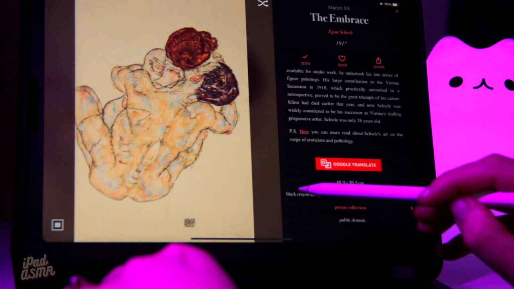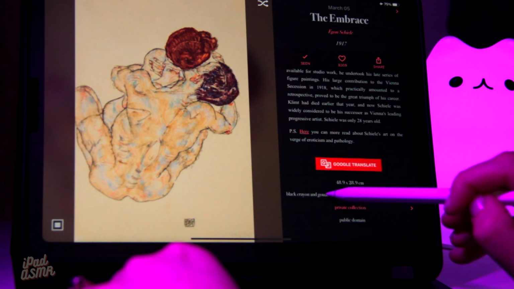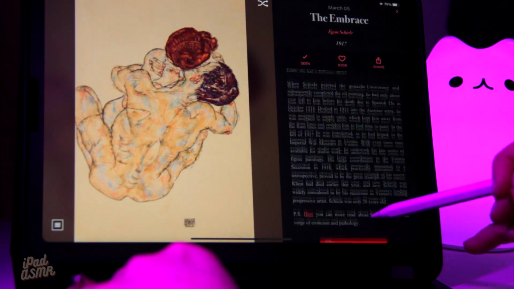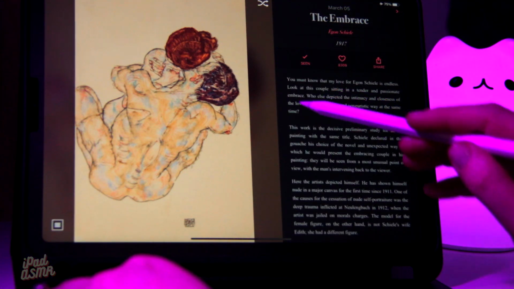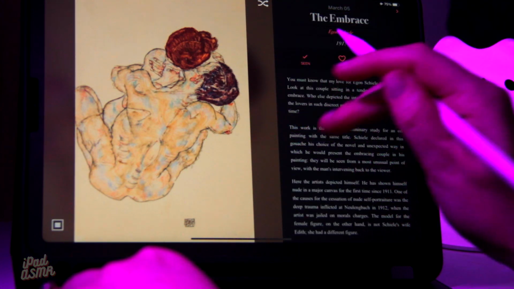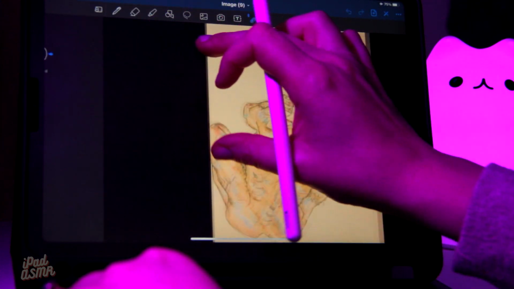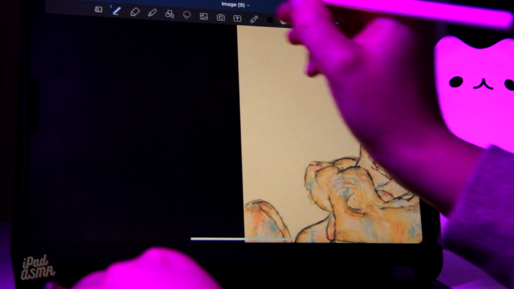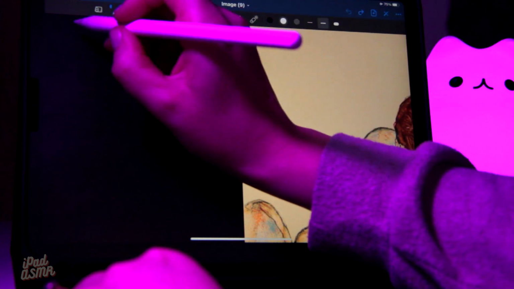And this was a black crayon and gouache on paper. I hope I'm saying that right. So there's a lot about the picture and the artist too. So let's make some notes away from the painting, actually, picture. So, let's get the bigger pen.